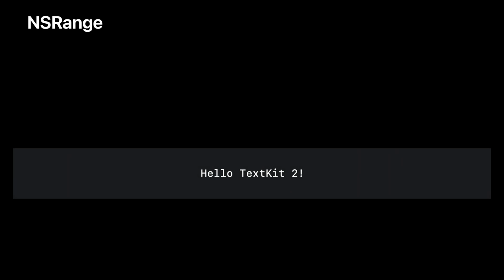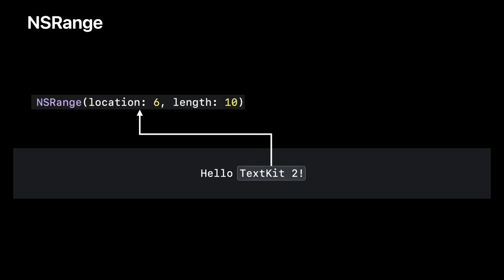TextKit 1 uses NSRange to index into text content, and NSRange is a linear index into a string. For the text, "Hello, TextKit 2!", the NSRange that represents the "TextKit 2!" portion is location 6 and length 10, since it begins at the 6th character and it's 10 characters long. This linear model is easy to understand, and it works great for indexing into strings.